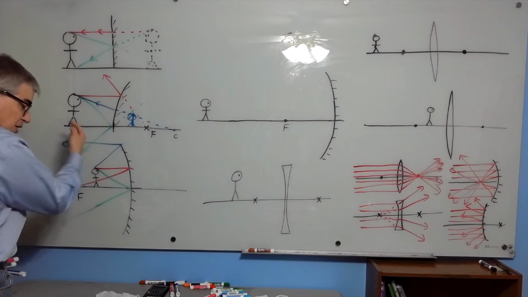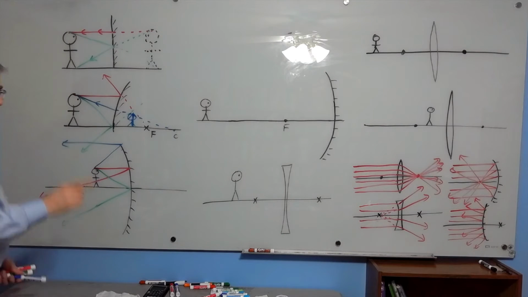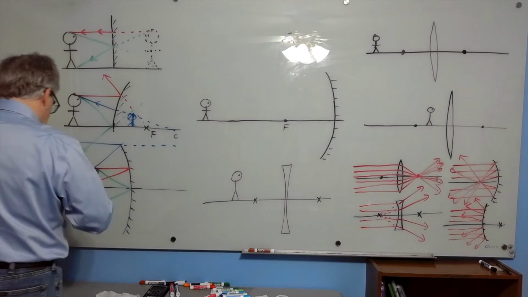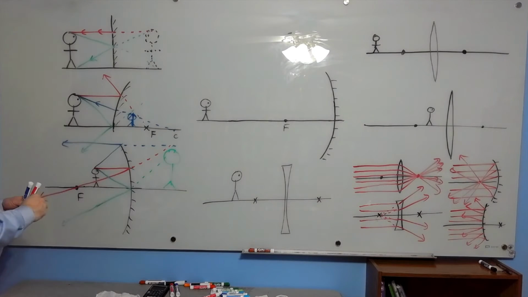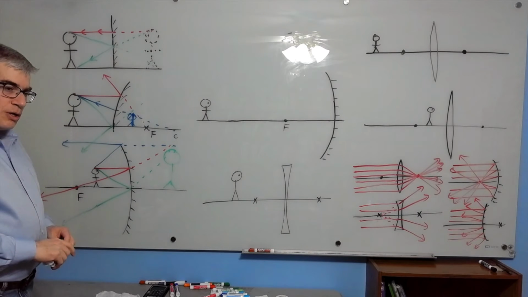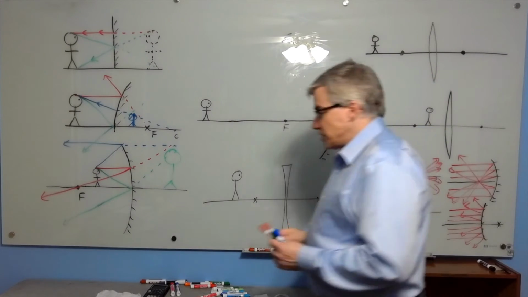These beams are not forming a real image because they're not coming together, they're spreading apart. But they look as if they had been together. If you backtrack them, extrapolate, you get a larger, virtual, upright image. That's a makeup mirror. And if you stand far enough away from it, a different thing happens.